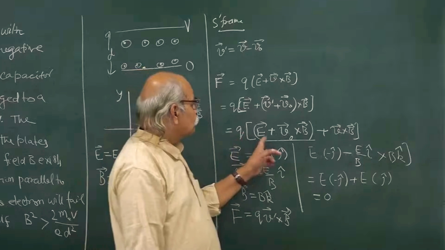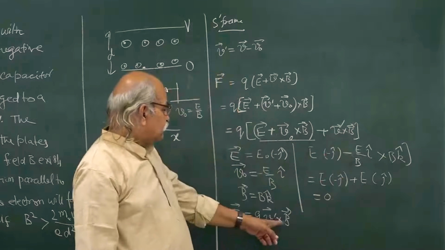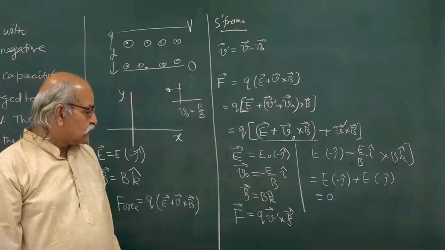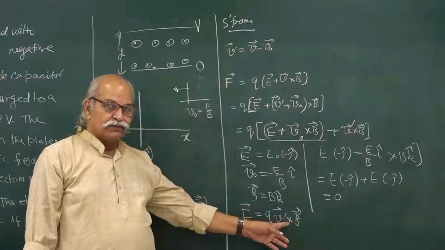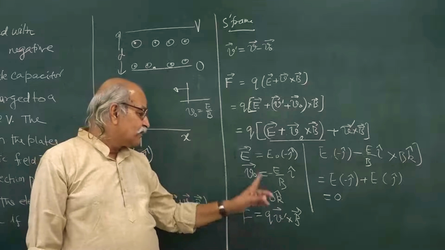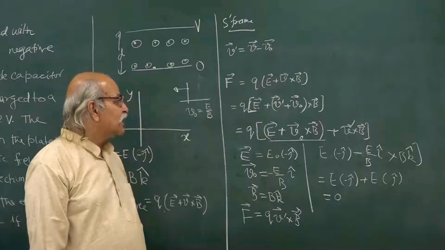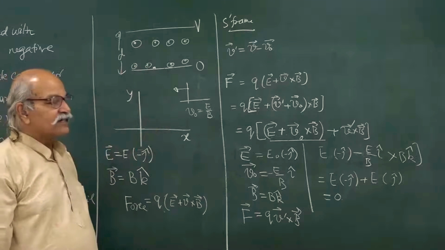This one, q v naught, we have written here. So, this is v prime, so v prime cross B. That tells me, since the force is only depending on magnetic field for whatever velocity or whatever charge, therefore, the electric field here is 0, and you only have magnetic field that is in k cap direction.